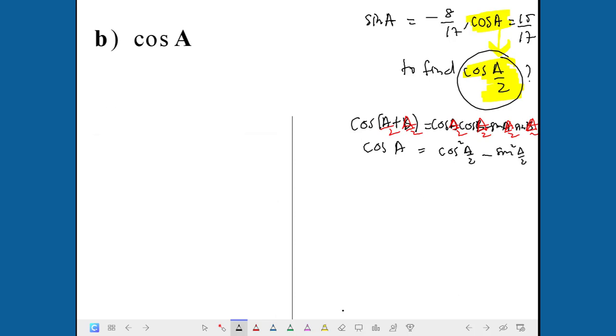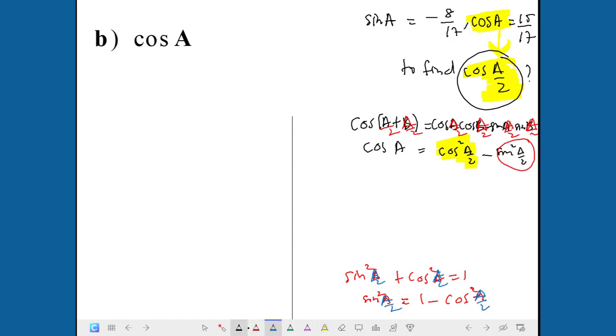Okay, you want only this part, cos. To get rid of sin, you want to use the trigonometric identity. So we're going to get rid of sin A squared. Sin A squared is equal to 1 minus cos A squared. Now the angle changes to A over 2.